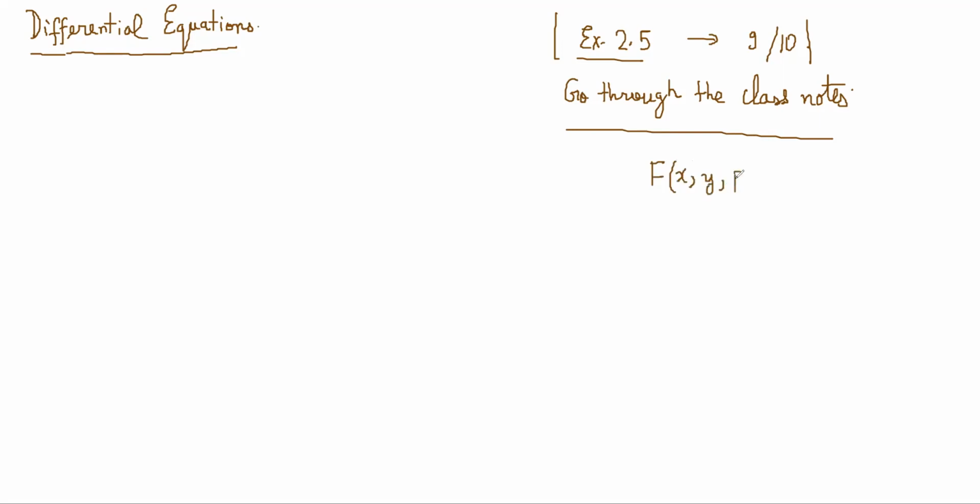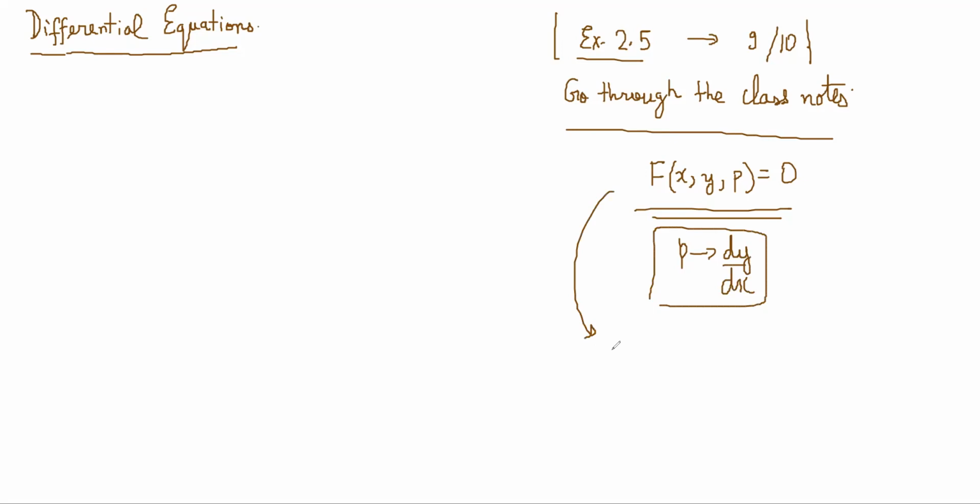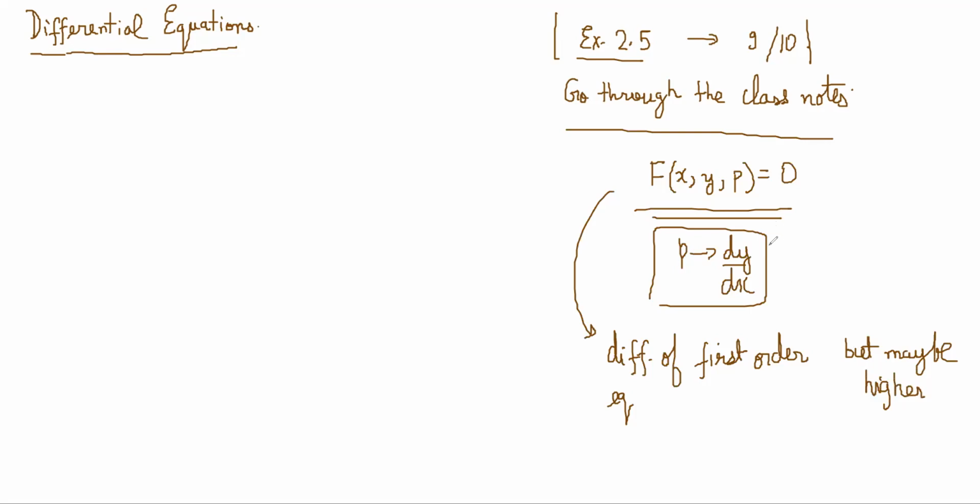Is this XYP, right? This type of differential equation where P is dy by dx. So what this is basically, differential equation of first order, because only the first derivative is coming, but it could be of higher degree. Higher degree is in the sense that the power of the derivative could be higher. So it is not a second derivative, so it's still a first order equation, but it is a higher degree.